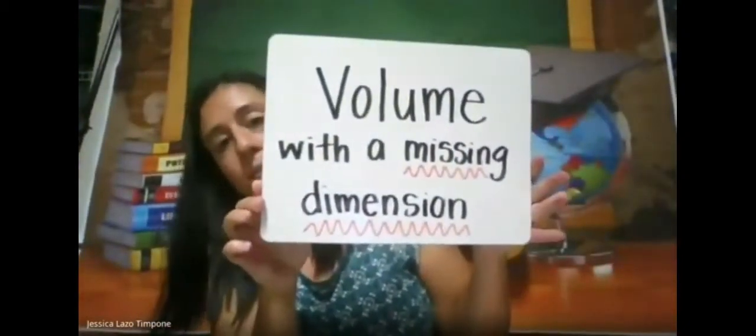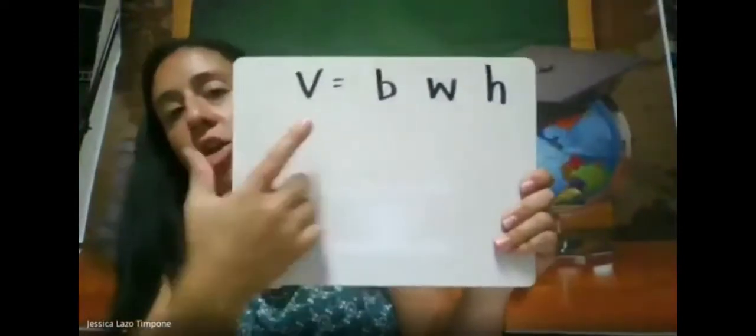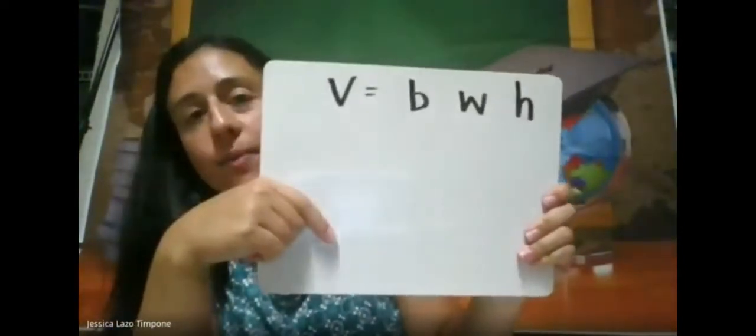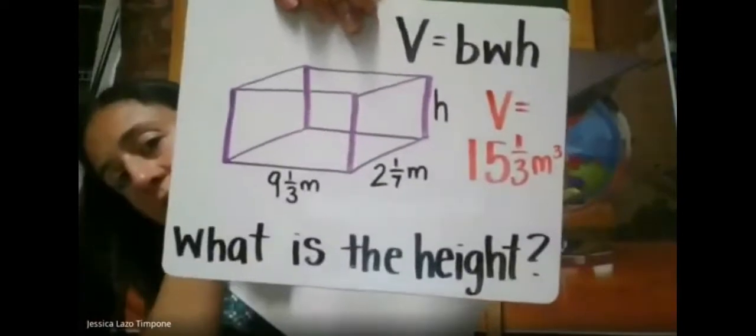You can pause it. Then you are going to write down your formula. Volume equals base times width times height. And we're going to fill it in. So the volume, if we look at our problem, is 15 1/3. So under the V, we are going to write 15 1/3.